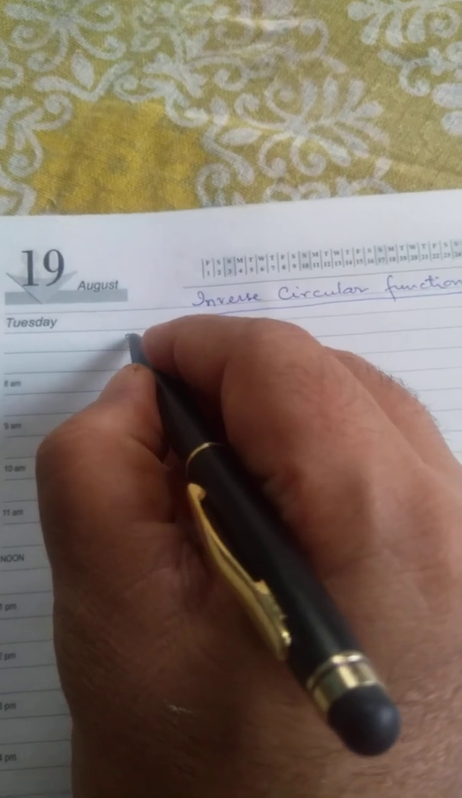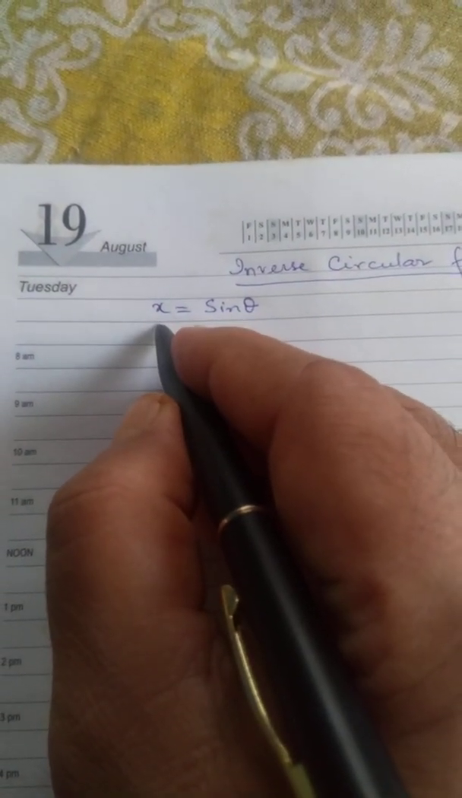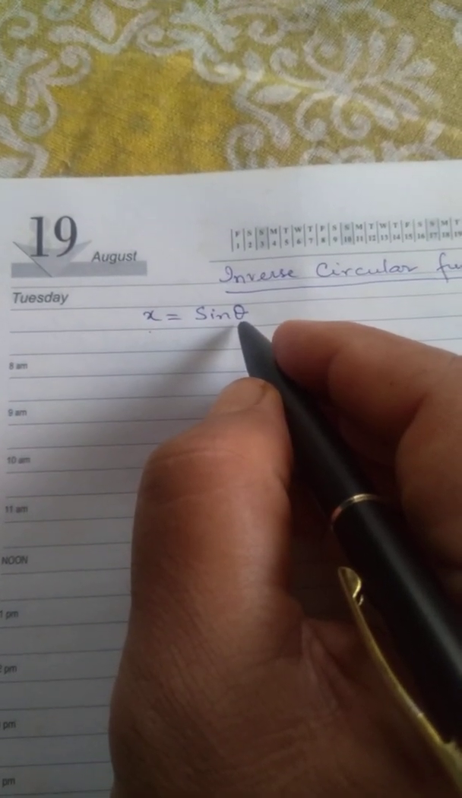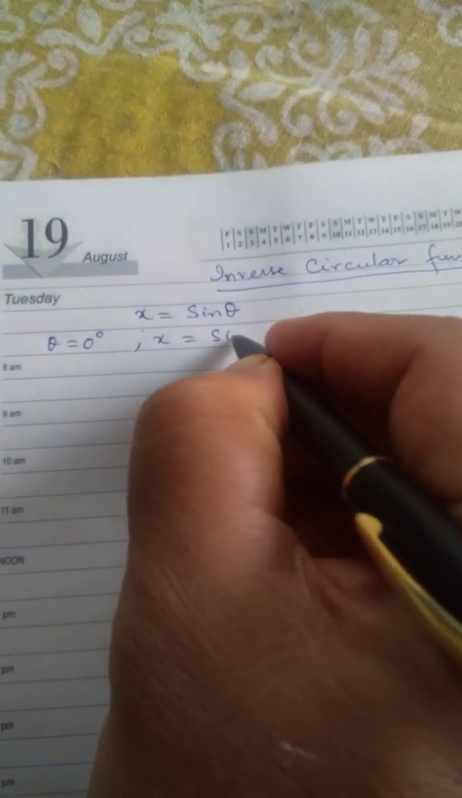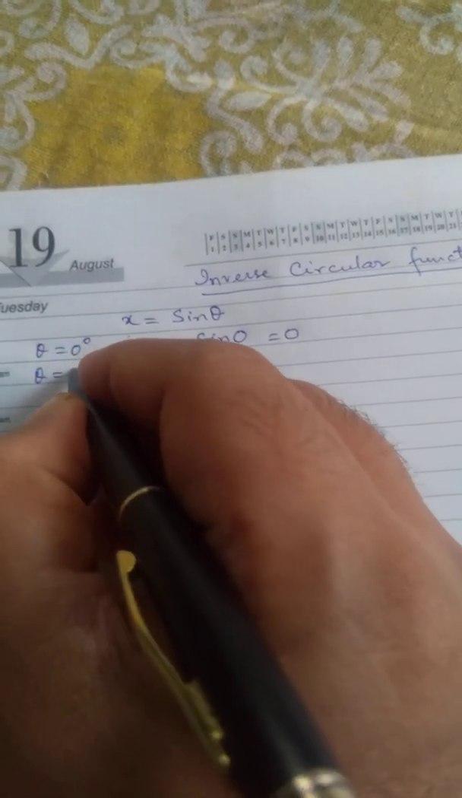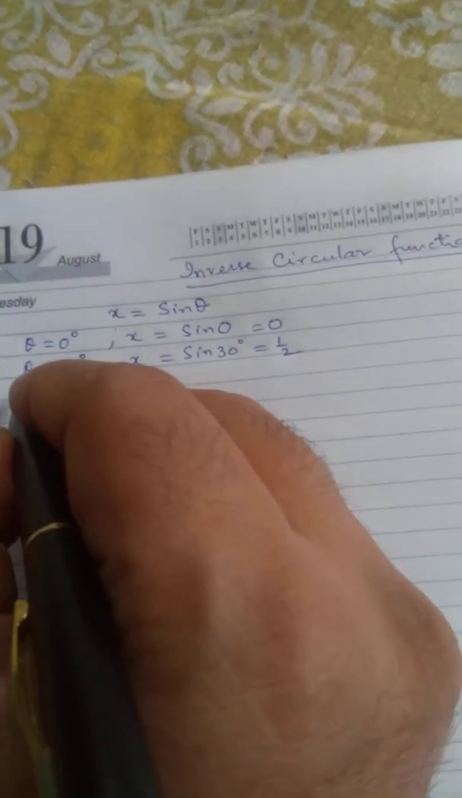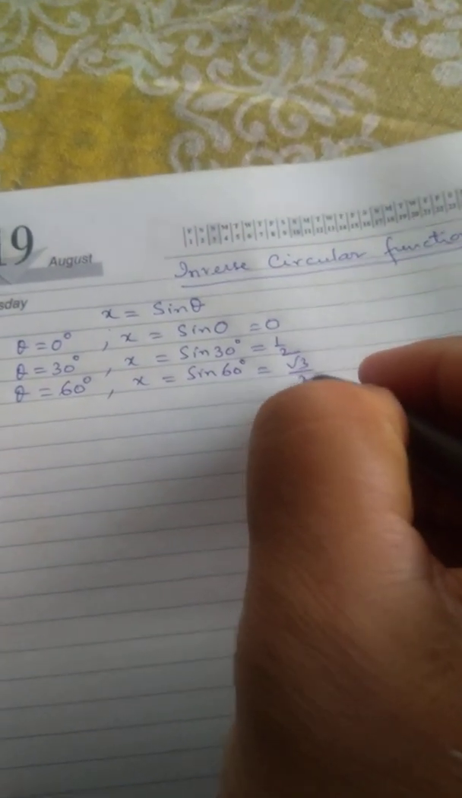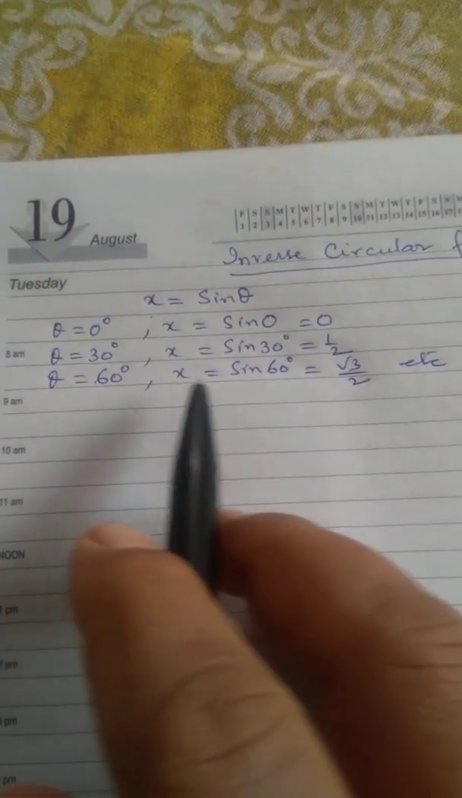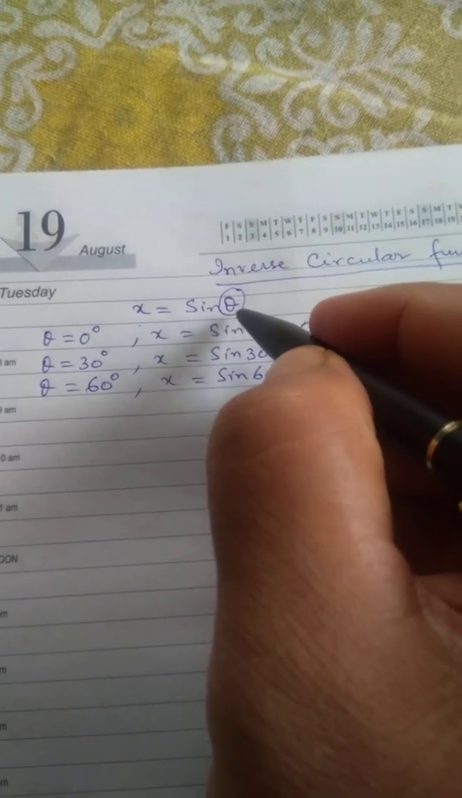Boys, in class 9 and 10, you know this type of equation, that x is equal to sine theta. Now, to obtain the value of x, you have to put the different values of theta. For example, when theta is equal to 0 degree, x is equal to sine 0, that is 0. When theta is equal to 30 degree, x is equal to sine 30 degree, that is half. When theta is equal to 60 degree, x is equal to sine 60 degree, that is root 3 by 2, etc. You know it. Here, the value of theta we are putting, and after putting the value of theta, we will get the value of x.